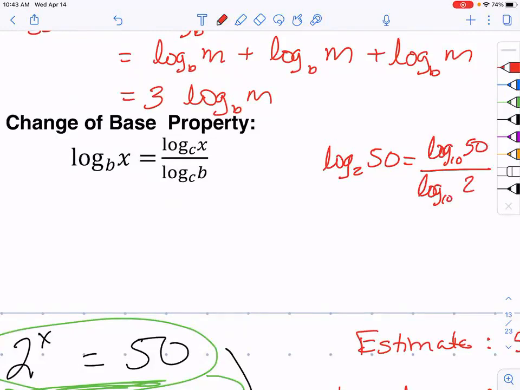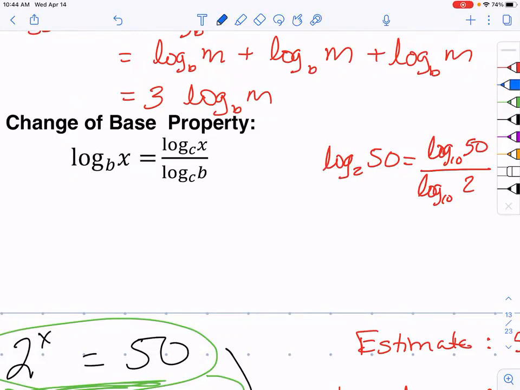In that example, what corresponds to B? The 2. What corresponds to the X? And what corresponds to the C? The 10. So what this is saying is I can, if I have a base that my calculator doesn't recognize, I can change it to base 10 or to base E by using this property.